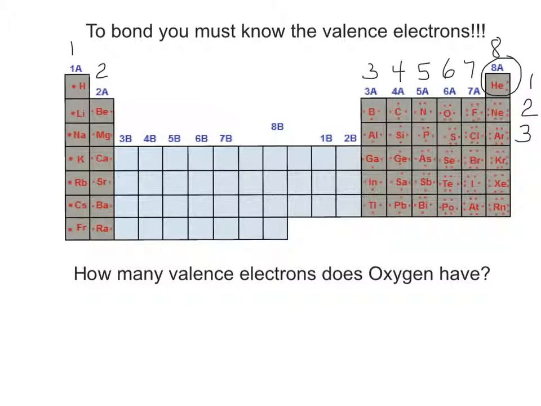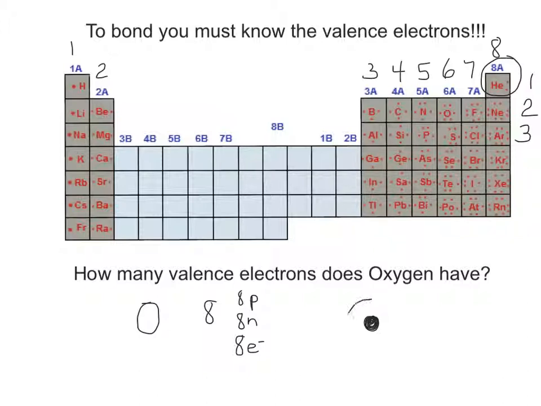Now let's look at how many valence electrons oxygen has. Oxygen on the periodic table has an atomic number of 8. That means it has 8 protons, 8 neutrons, because I know the mass is 16, and 8 total electrons. We're not going to put the protons and neutrons in the nucleus, we'll just draw it as a black circle.